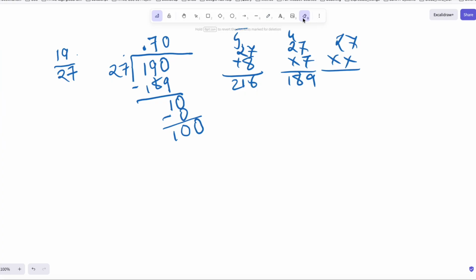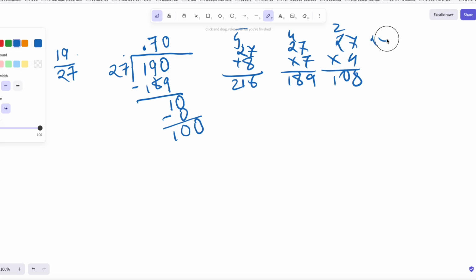I'm going to erase this. 27 times 4, that is 28, 2, that is 10. So 108, that is bigger. 27 times 4 overshoots 100, so you can't use 27 times 4. So it has to be 27 times 3, which gives you, what does it give you?